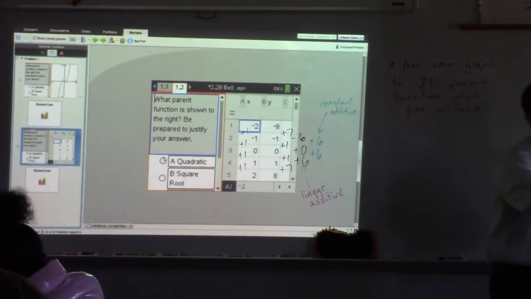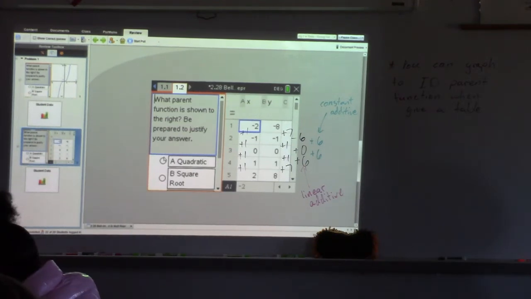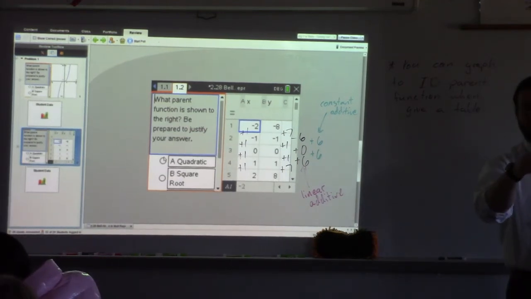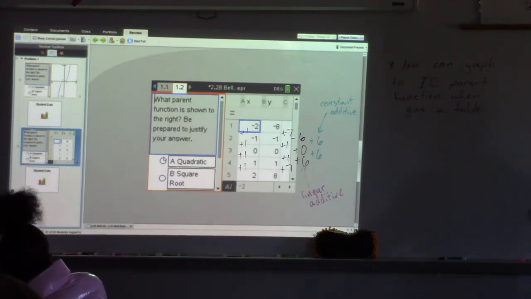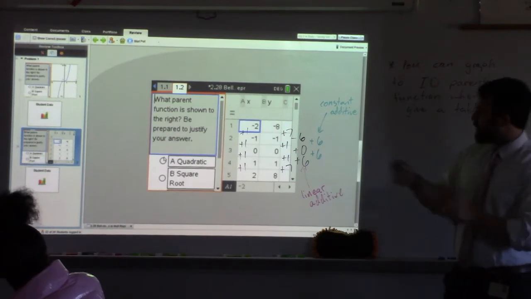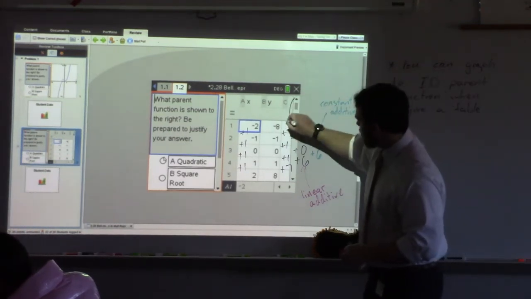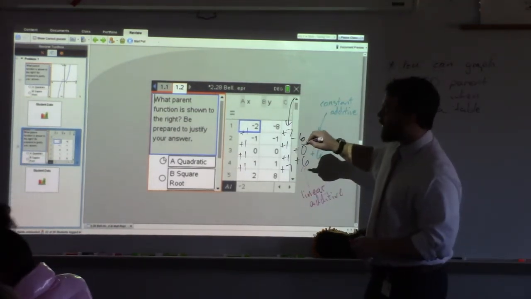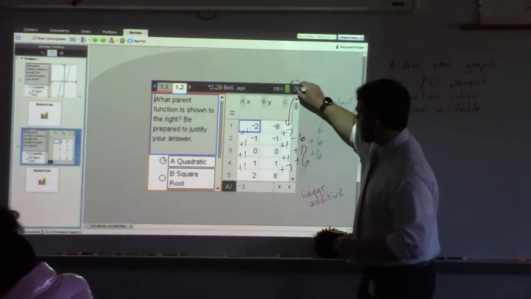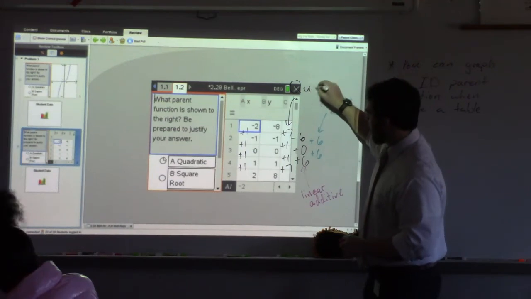So remember, what is an exponent? Repeated multiplication, right? So remember, go back to what those operations are. An exponent is repeated multiplication, so exponential has that constant multiplicative rate of change. What type of function had a linear additive rate of change? Not square root, not a cubic. What's the other one? Quadratic.